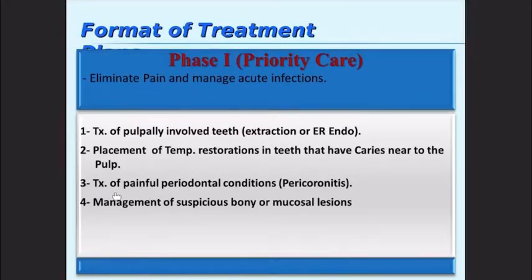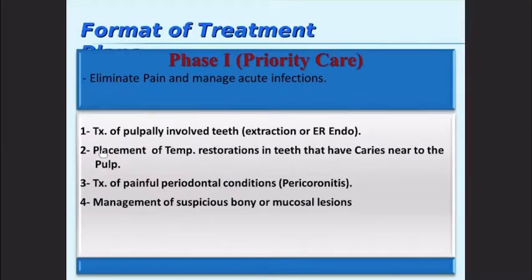Or one more example is treatment of painful periodontal conditions, such as pericoronitis. I'm sure you know what pericoronitis is. It's the inflammation of the pericoronal area, especially in the mandibular third molars. And some of you might have experienced this as well. So this is an acute infection or acute pain which needs to be done under priority care. Another example is when you see some suspicious bony or mucosal lesions. It might be a big risk to the patient, so that also should be under priority care.